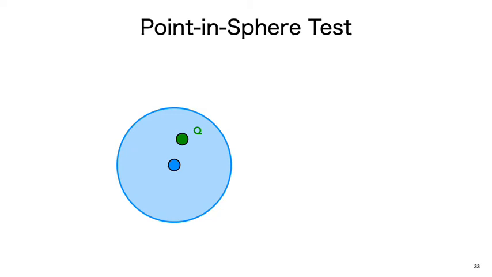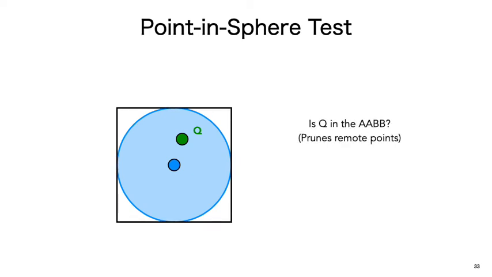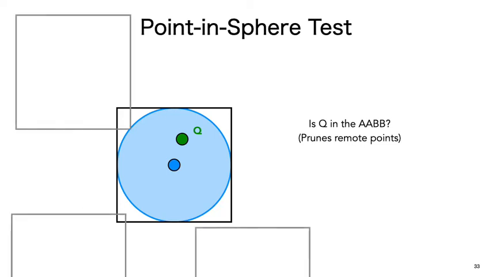And this is what we call the point in sphere test. Now, how do we do that? We're going to do that in 2 steps. First of all, we're going to ask, is Q in the AABB that circumscribes the sphere? And if Q is not in the AABB, then Q is guaranteed to be not within the sphere. And this allows us to prune remote points.